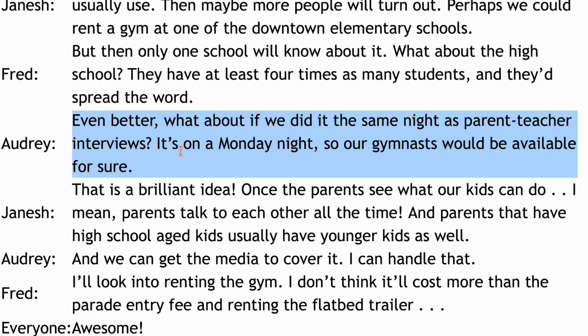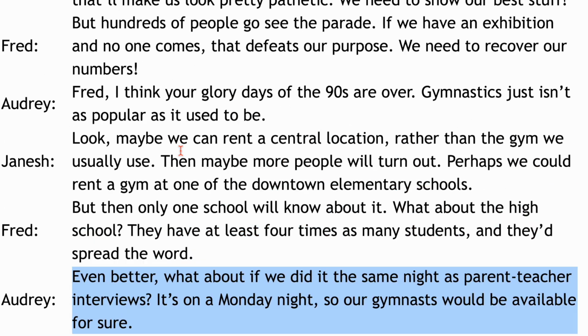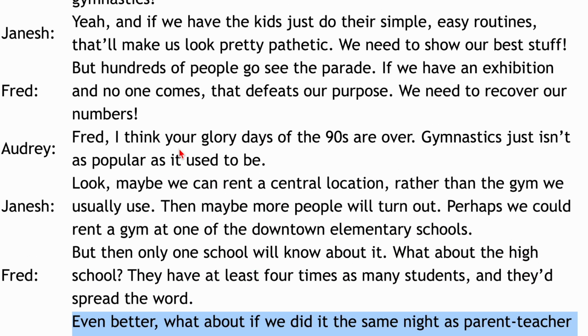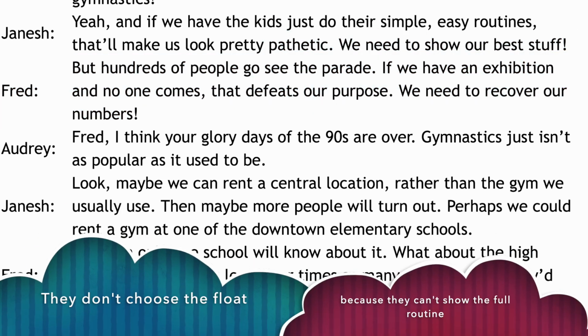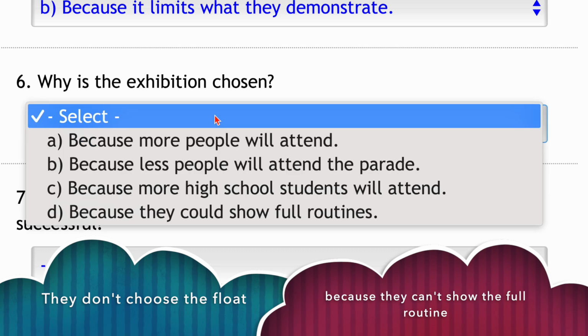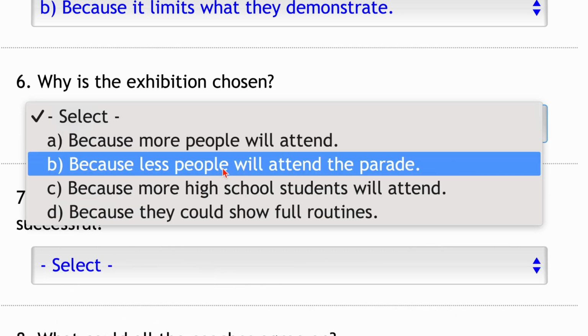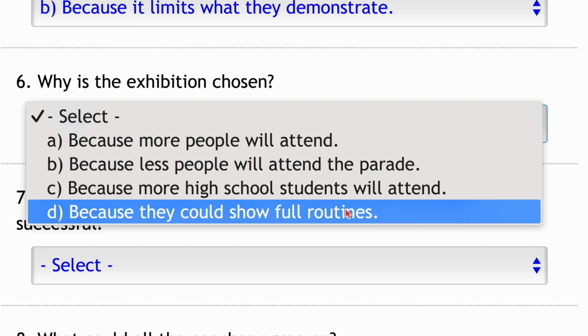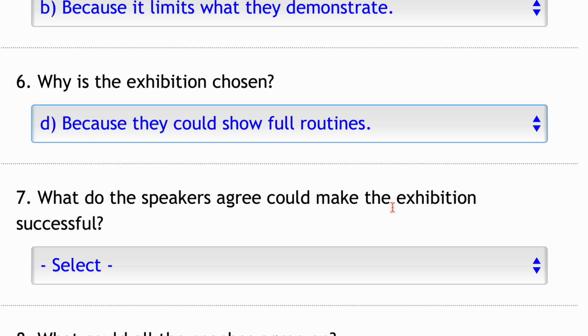So, it doesn't say here, but I think the reason why they're going with it is because they cannot show the full routine on the parade, but they can here. Not more people, not less people, not high school students. So D, they could show full routines.